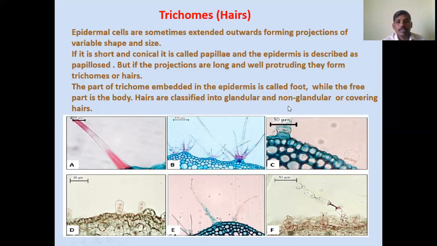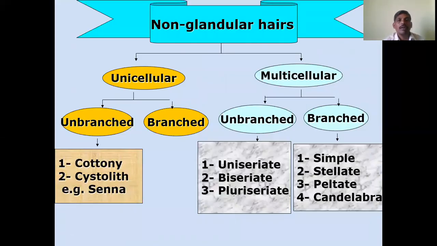Majorly, trichomes are classified into glandular and non-glandular types. Non-glandular hairs are classified again based on the cells they are made up of. If made of only a single cell, that is unicellular; more cells are multicellular. Unicellular trichomes are again branched or unbranched. Multicellular are also the same, unbranched and branched. In unbranched, for example, cottony and cystolith types are there.